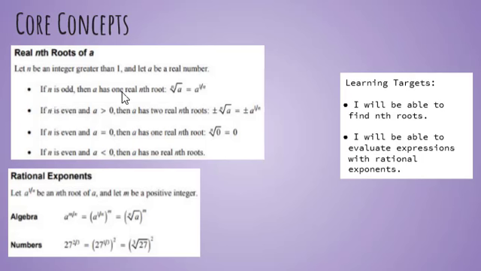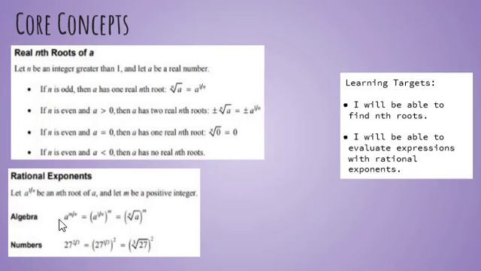So if n is odd, it has one real nth root. If n is even and the radicand, the number inside, is greater than 0, then there are two nth roots, positive and negative. If n, the index, is even and a is 0, then there's one real root, which is 0. And if n is even and your radicand is less than 0, then there are no real roots. Meaning if we have the square root of -4, we can't take the square root of a negative number, so there are no real roots.